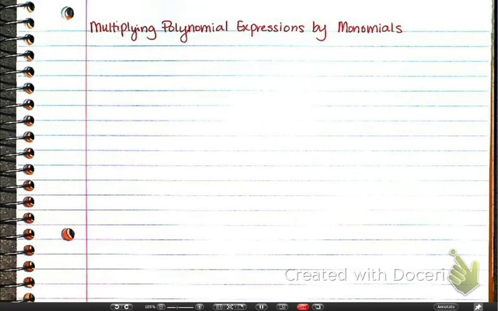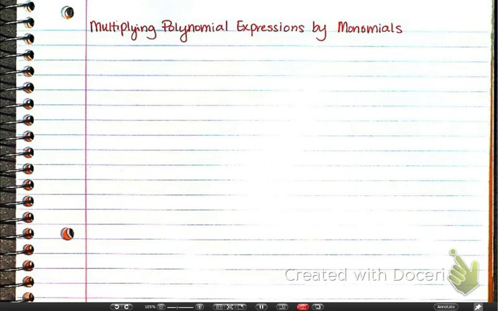All right. So today we are going to be multiplying polynomial expressions by a monomial. So someone remind me what a polynomial is. Tristan? The thing we did yesterday. What's a polynomial? It could be 4 terms. So our polynomial yesterday had 4 terms. Each of the terms are separated by addition subtraction signs.